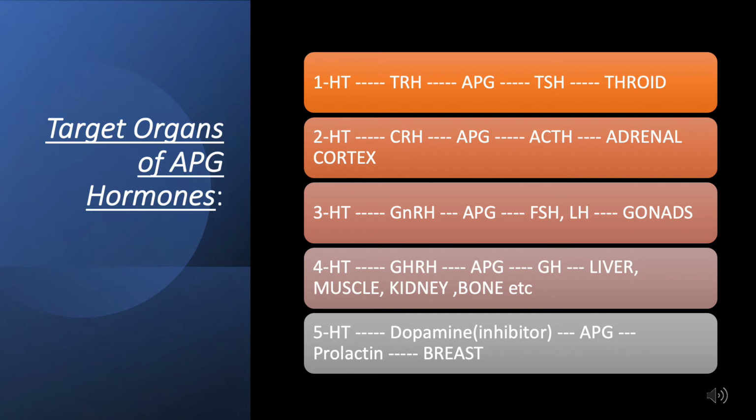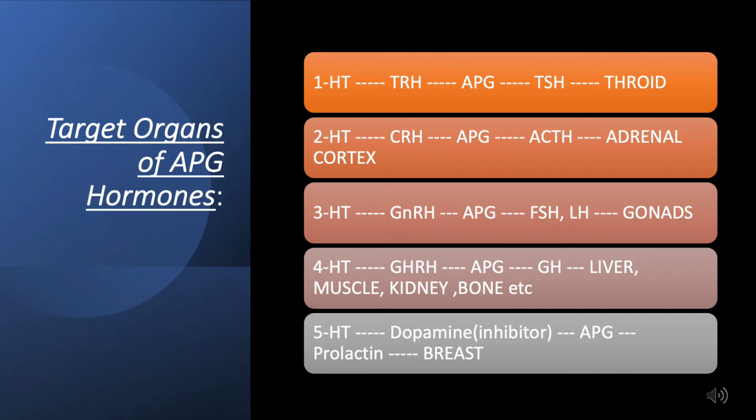2. Hypothalamus releases corticotropin-releasing hormone, CRH, and triggers anterior pituitary gland. Then, anterior pituitary gland releases adrenocorticotropic hormone, ACTH, and its target organ is adrenal cortex.